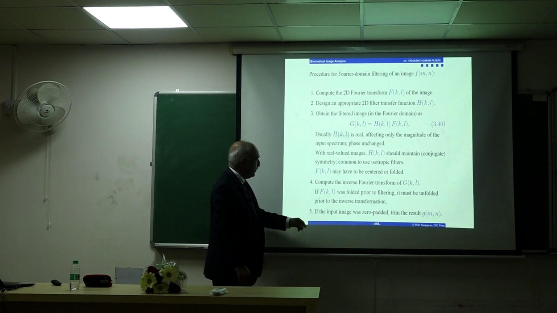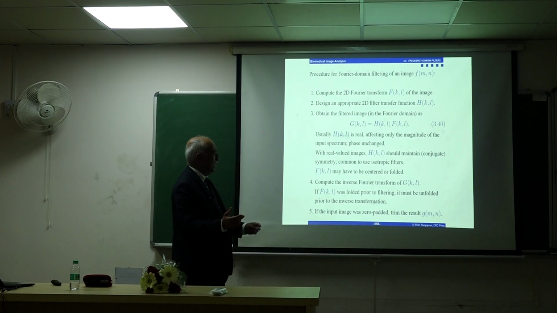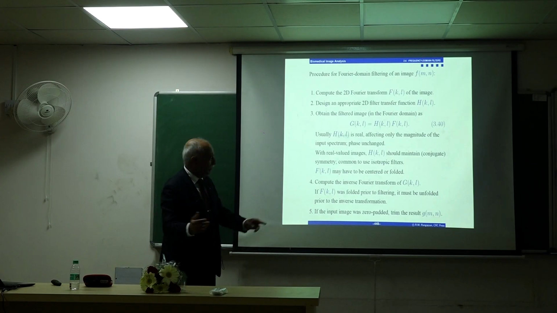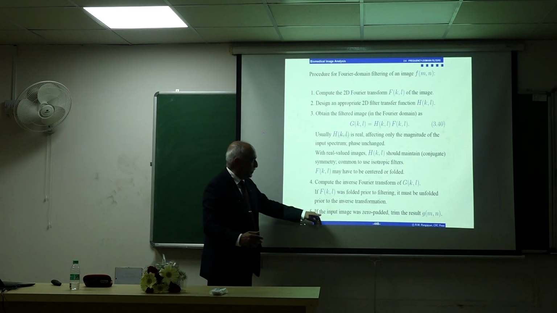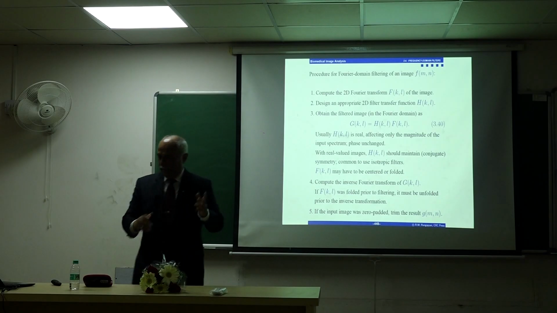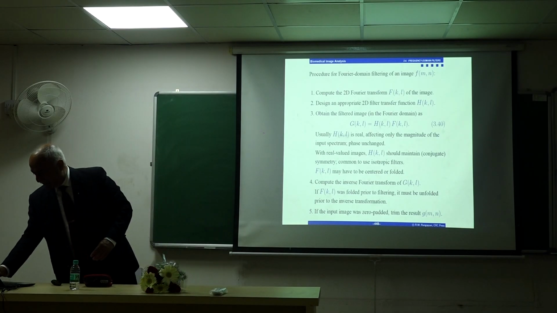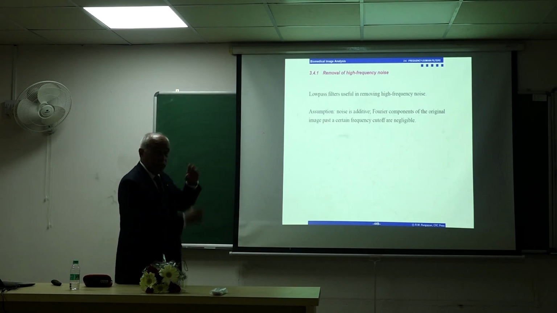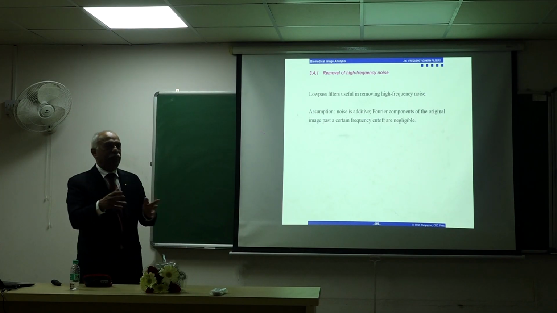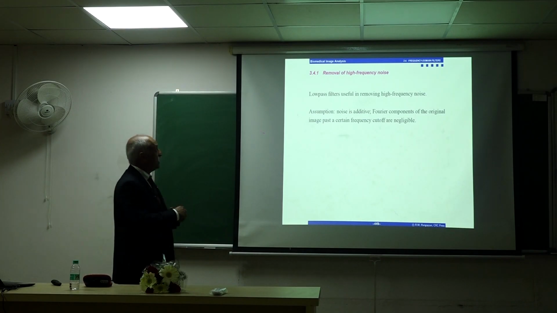Compute the inverse Fourier transform. If FKL was folded, then it must be unfolded, and then do the inverse transformation. If it was zero padded, then trim the result and get only that portion that has the image. So that's the FFT-based or DFT-based processing.